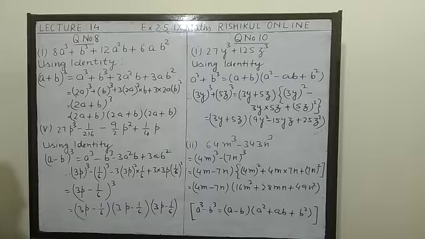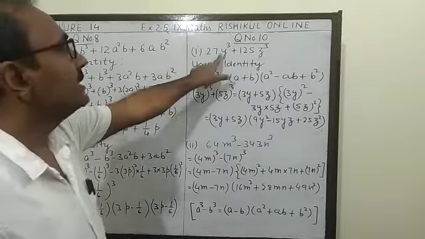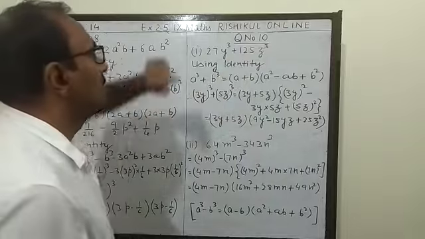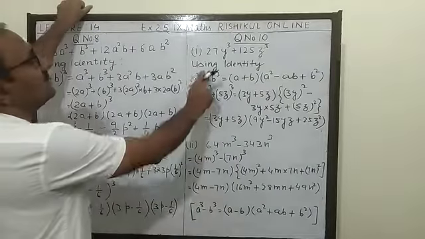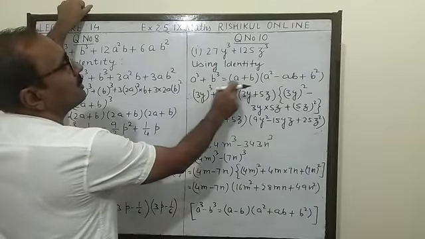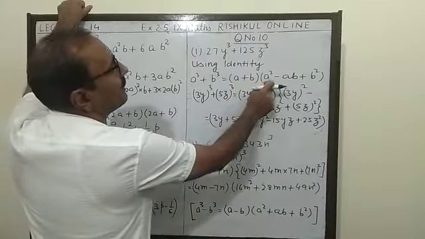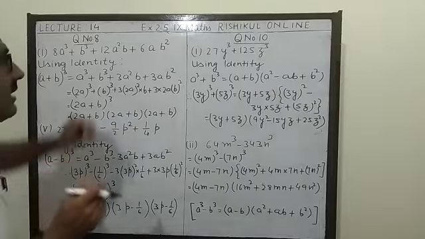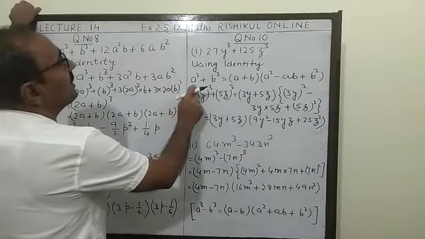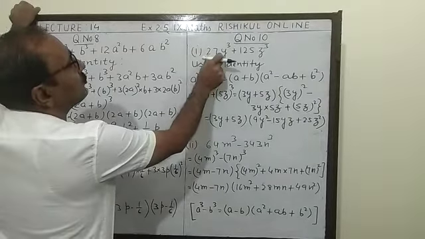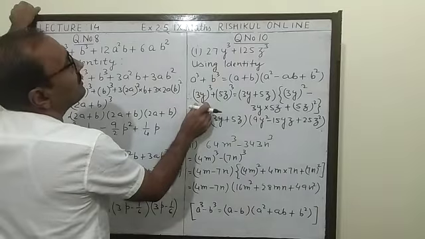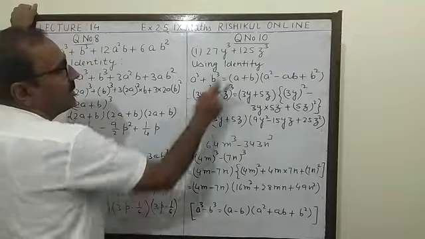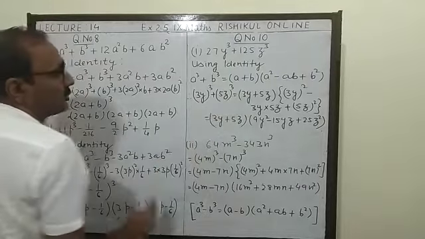Now see, next question number 10 is 27y cube plus 125z cube. Yes. Using this identity here, a cube plus b cube equals (a plus b)(a square minus ab plus b square). First of all, you learn this identity. Then a means a cube, this 27y cube, this you can write (3y) whole cube. 125z cube, this you can write (5z) whole cube.